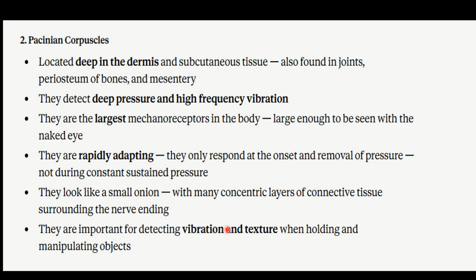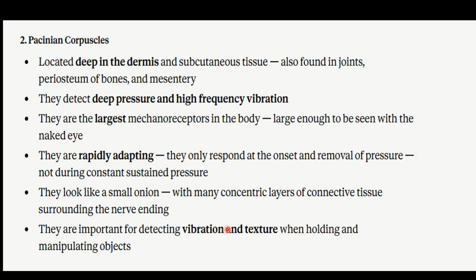The largest mechanoreceptor in the human body is the Pacinian corpuscle, large enough to be seen with the naked eye. They are rapidly adapting. They only respond at the onset and removal of pressure, not during constant sustained pressure. They adapt if there is a constant sustained pressure.